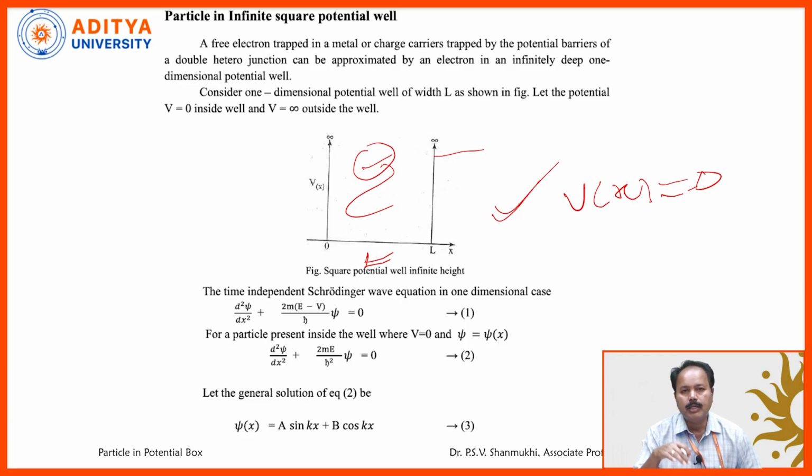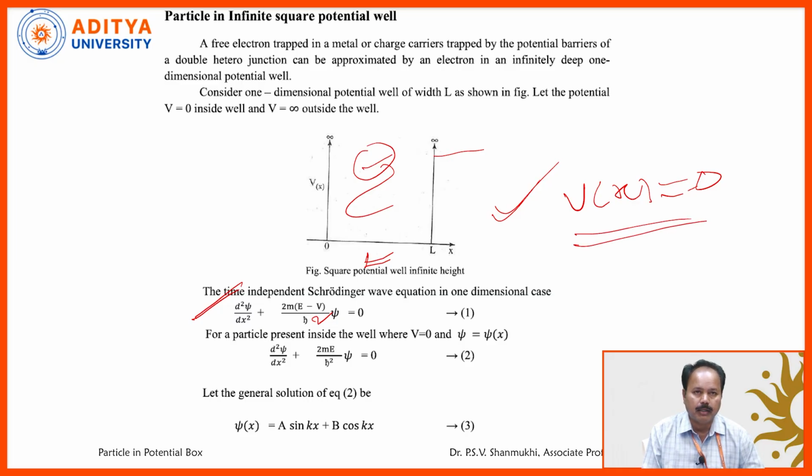To solve any problem related to the atomic world, we can use the Schrödinger wave equation. Since this is a one-dimensional problem, let us take the time-independent Schrödinger wave equation: d square psi by dx square plus 2m by h cross square into (E minus V) into psi is equal to 0. This is equation number 1.